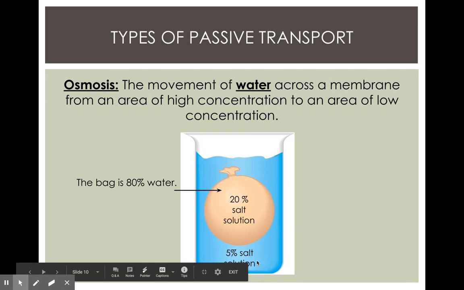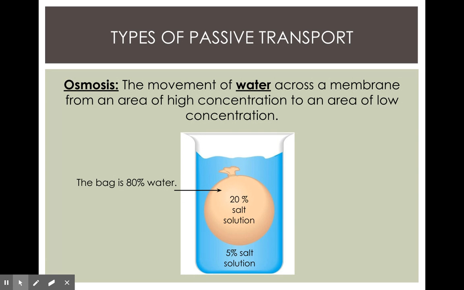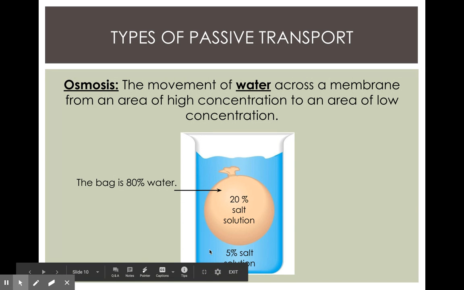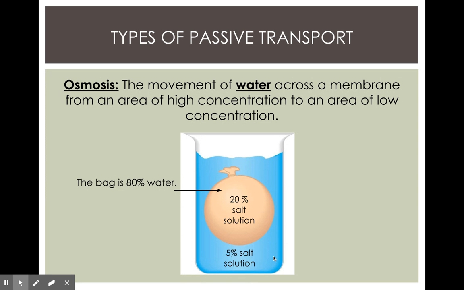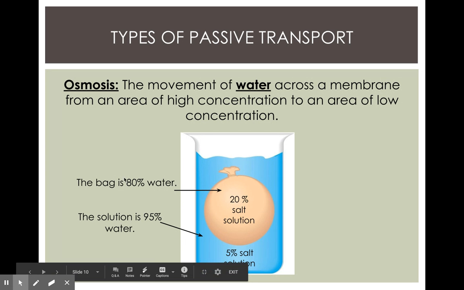So if I have a 5% salt solution on the outside in the water, what do you think is going to be the percentage of water on the outside of this bag? If I have a 5% salt solution on the outside, what is my water percent? If you said 95% water, you are correct. Okay, 100 minus 5 equals 95. So just some simple math. So I have 80% water on the inside of the bag and 95% water on the outside of the bag.